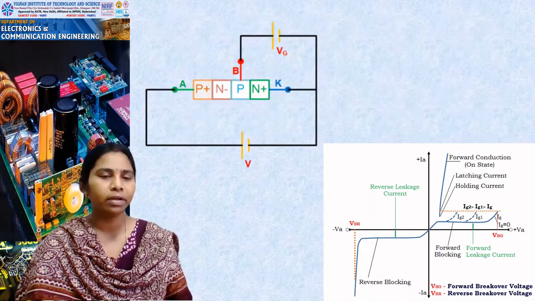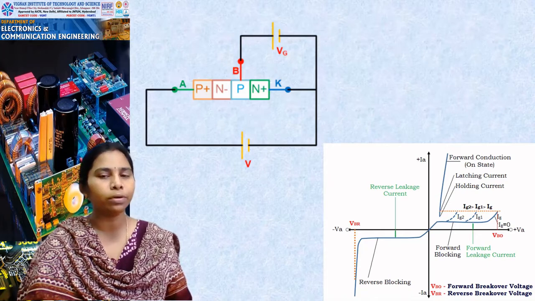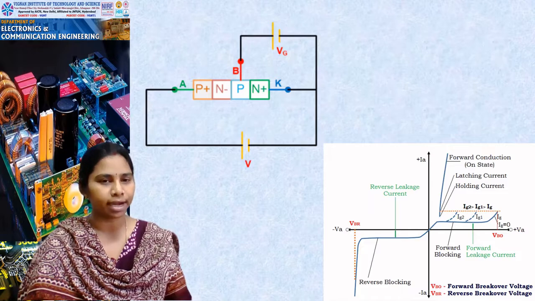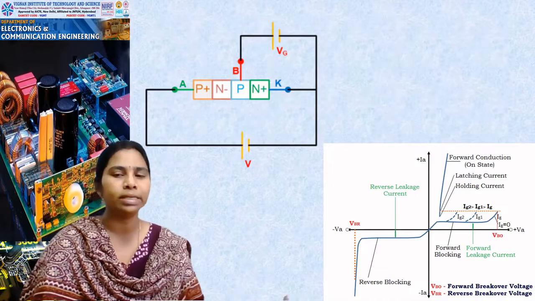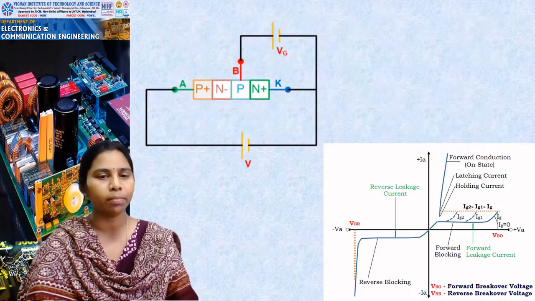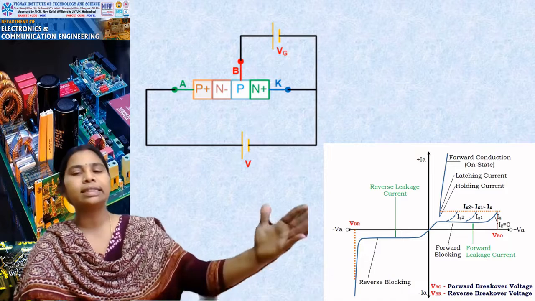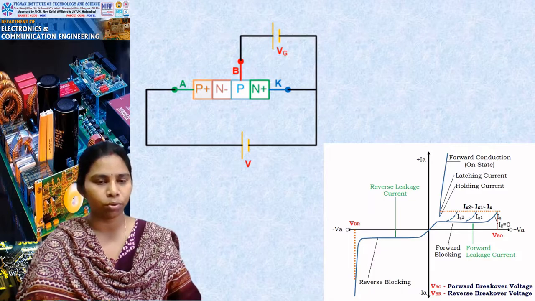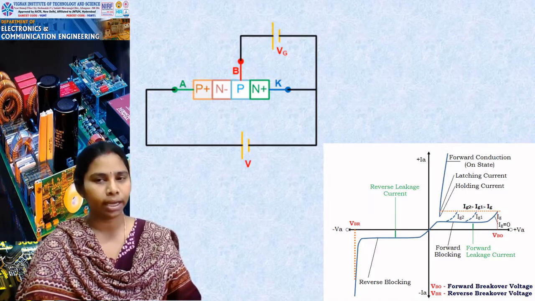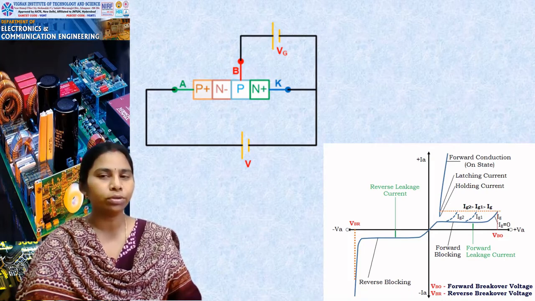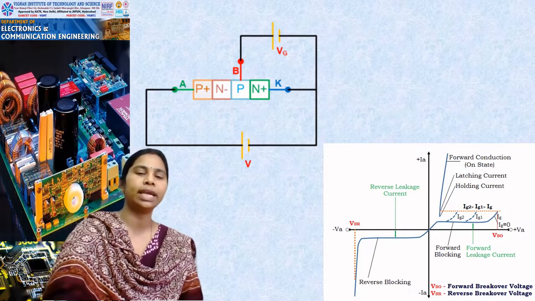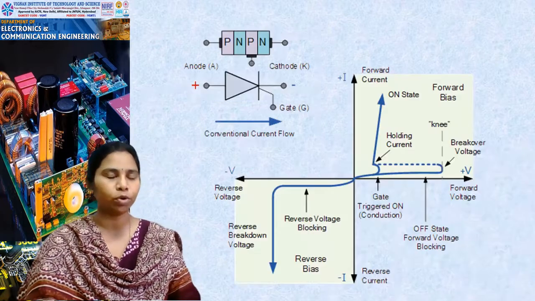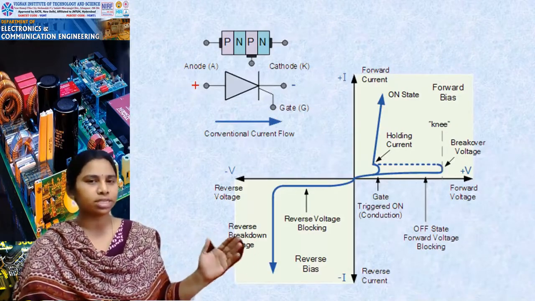With the increase of gate current, you are able to trigger the SCR from the off state to the on state, from forward blocking mode to forward conduction mode. So you will turn on the SCR, and you may say it has moved from blocking mode to conduction mode. In the blocking mode, it has a forward leakage current. After breakover voltage VBO, you see a latching current or holding current where it will turn to forward conduction mode. You say the SCR has turned from off state to on state. So this is the complete characteristics of SCR.